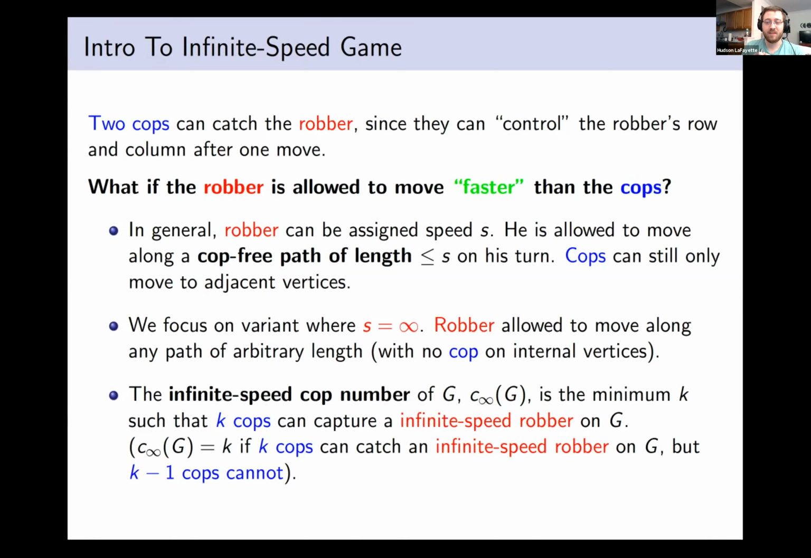Are there examples where they're arbitrarily different? Like the domination number is way larger, and you didn't need that many cops at all?